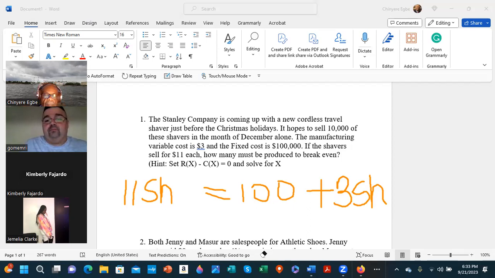Okay. You get it? Okay. So how many shavers are you going to make? I'm going to use S, because it makes my work easier. I'm going to take off the H. Okay. So 11 times S for shavers.